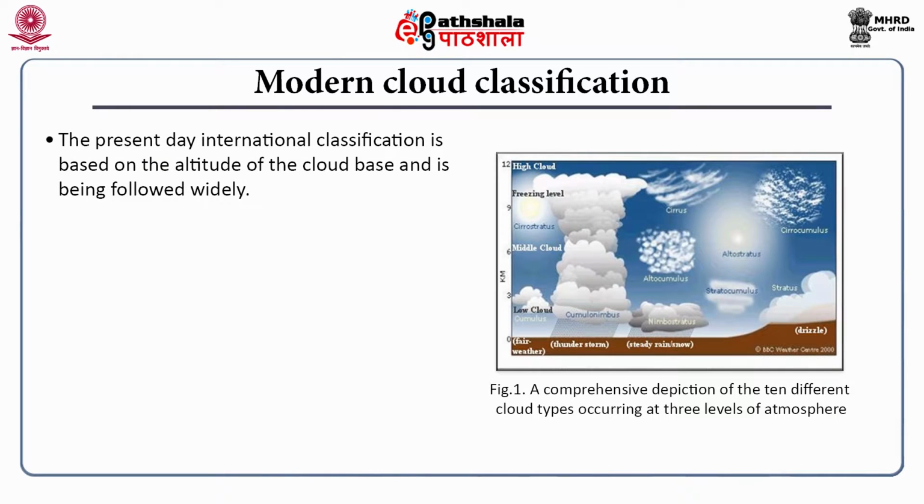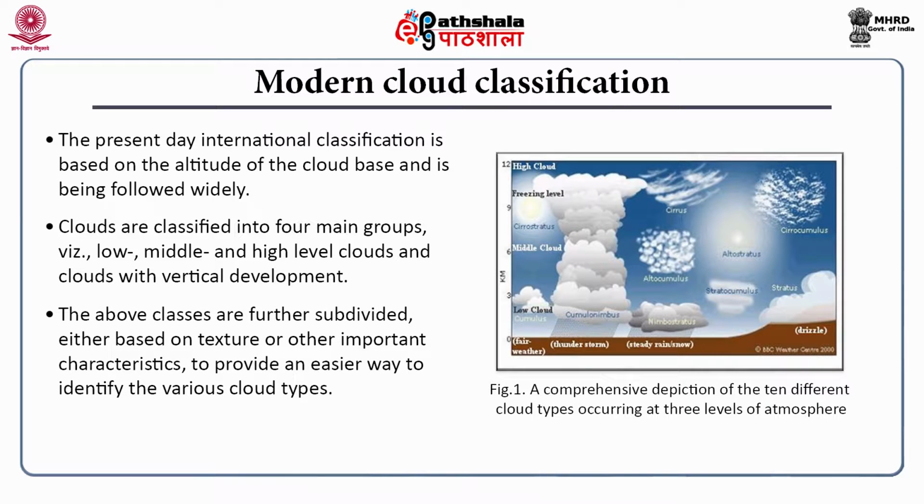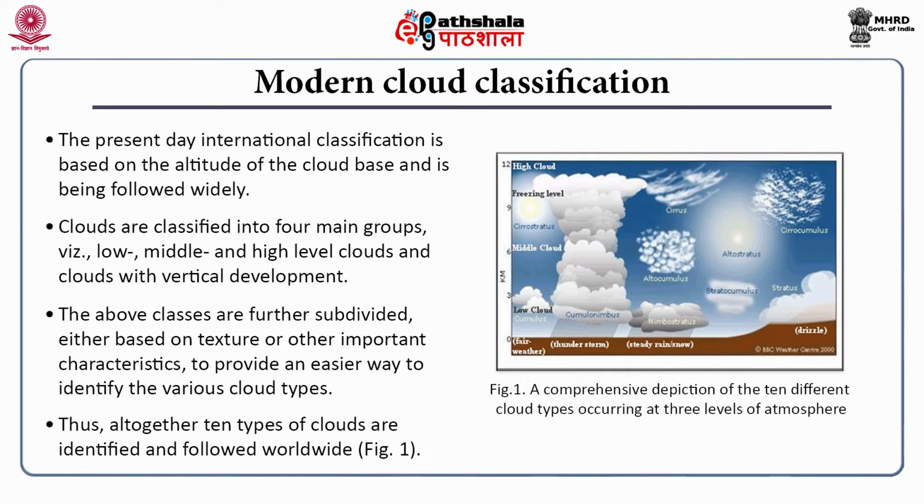The present day international classification is based on the altitude of the cloud base, and the clouds are classified into 4 main groups: low, middle, high level, and clouds with vertical movement. These classes are further subdivided based on texture or other important characteristics to provide an easier way to identify the various cloud types. Thus, altogether there are 10 types of clouds in this world.